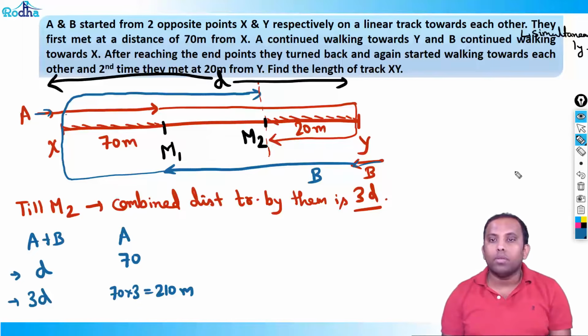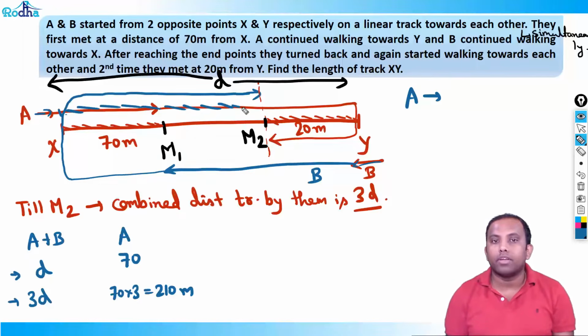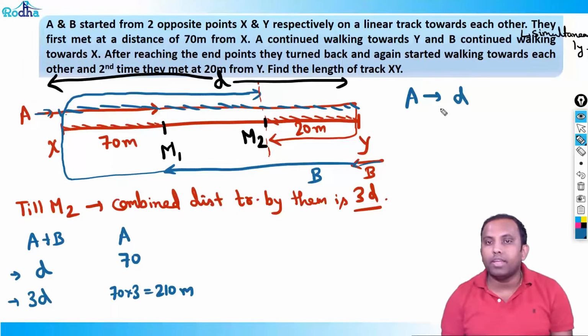So the total length traveled by A till M2 is 210, right? So see this path here. By this path, how much has A traveled? A started from here, and this complete distance A has traveled, that is D. So by this path, A has traveled D and D plus 20 till M2.